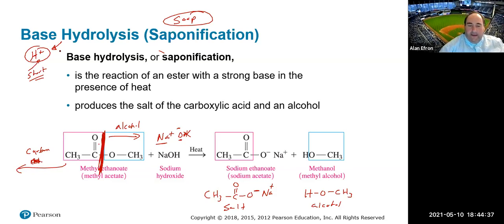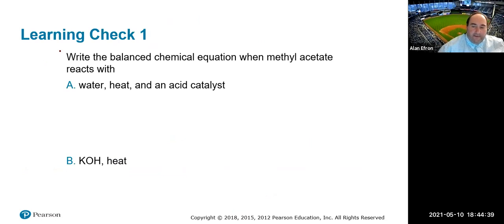Okay, so let's take a look at one here. Write a balanced equation for methyl acetate. This is also known as methyl ethanoate. Acetate comes from acetic acid, which is a common name. Acetic acid is ethanoic acid. So this is methyl ethanoate. Why don't you try that? We're going to do the methyl ethanoate.